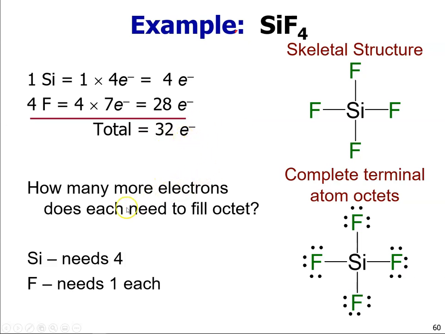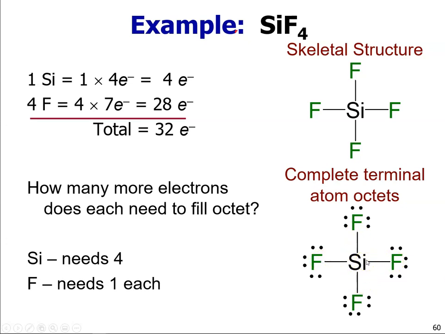So how many more electrons does each need to fill for an octet? Silicon has 4, and it needs to have 8 total. And that means that silicon needs to find 4 more electrons from somewhere. Each fluorine atom needs 1 more electron each. So we can fill up the orbitals by completing this: silicon is bonded to each of these different fluorines. So silicon gets 4 more. The silicon is sharing 1 with each of these fluorines.